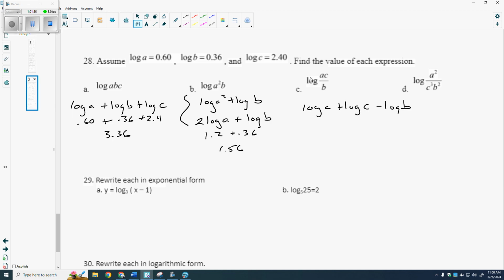Now it's going to be log of A plus the log of C minus the log of B. Grand total, plug in all my stuff. Log of A, 0.6. I don't need to write all that. Final answer, 2.64. I assume you can plug those in and add and subtract. Okay, hit pause.